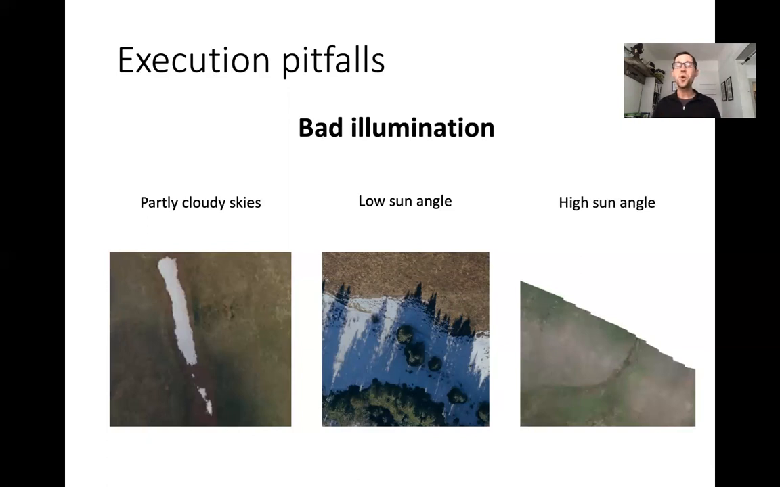Sun angles can be too high, however. If you fly really close to solar noon, then you start to pick up specular effects in the imagery. So this is an example. You can see a pretty distinct line of white or light colored dots that go from the bottom right to the top left of this image.